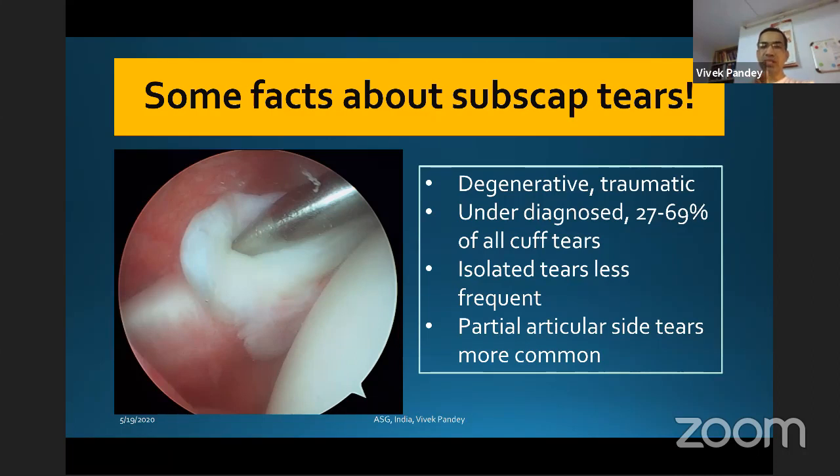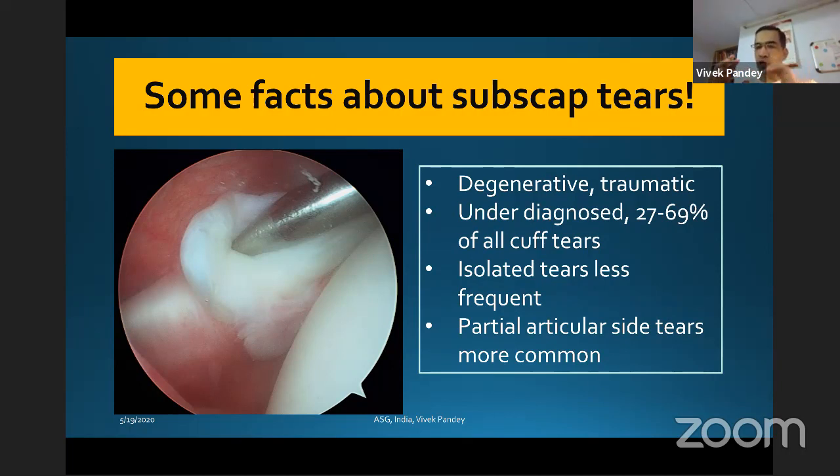When we go to the subscap tears, both degenerative and traumatic are common. They are often underdiagnosed, 27 to 69 to 70% in various series. And a lot of the time, especially in the beginning of your career, when you are in a hurry, when you have not been really trained how to look for the subscap tear, you are going to miss it.